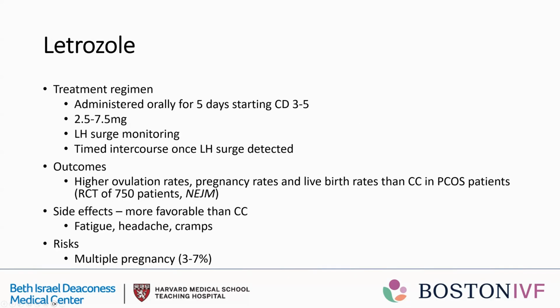In terms of the treatment regimen, it is also given for 5 days, starting cycle day 3 or 5. The dosing is 2.5, 5, or 7.5 milligrams. Then you would monitor for the LH surge and time intercourse once that surge is detected. In terms of outcomes, there are higher ovulation rates, higher pregnancy rates, and higher live birth rates with letrozole compared to Clomid in patients with PCOS.